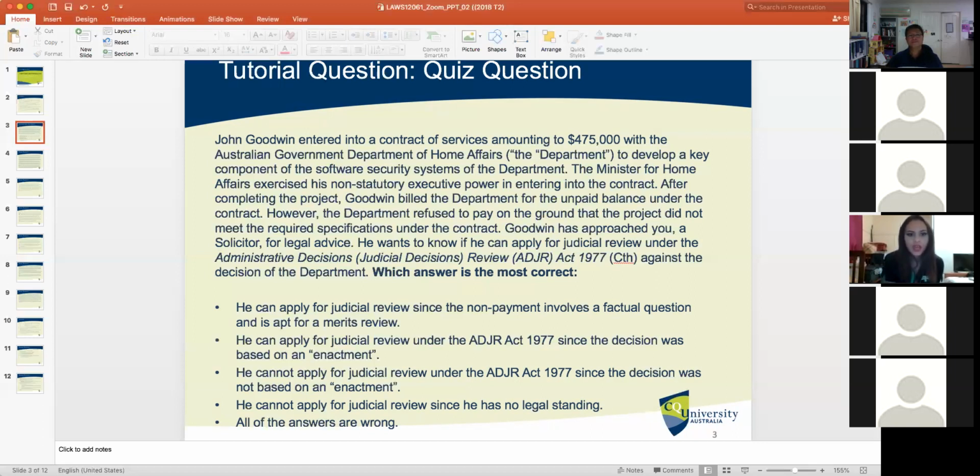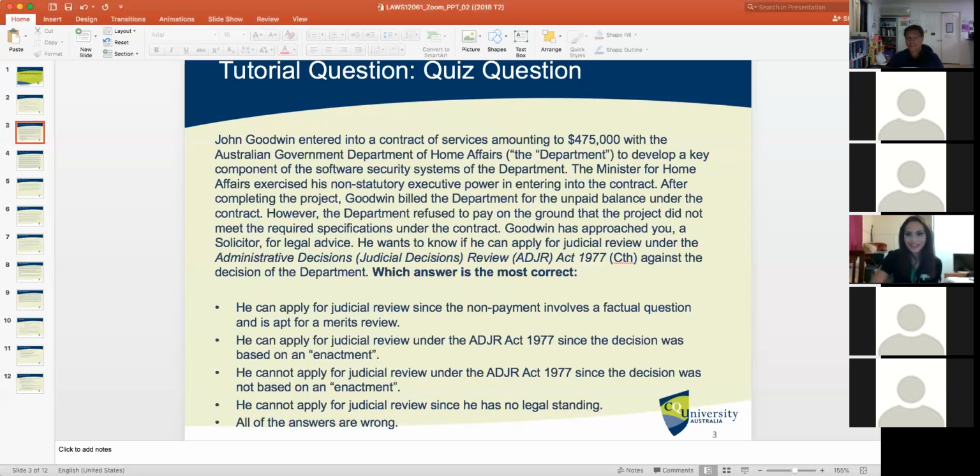Goodwin has approached you, a solicitor, for legal advice. He wants to know if he can apply for judicial review under the Administrative Decisions (Judicial Review) Act 1977 against the decision of the department. Which answer is the most correct?